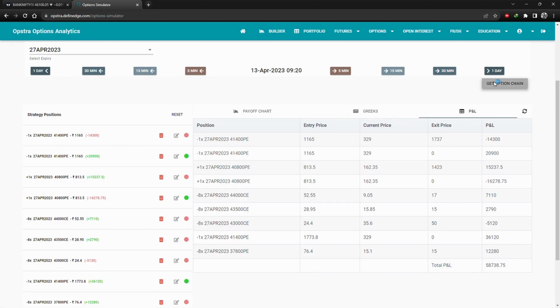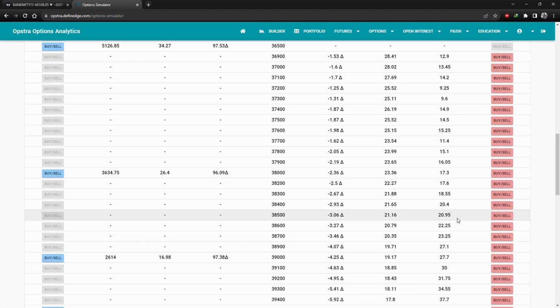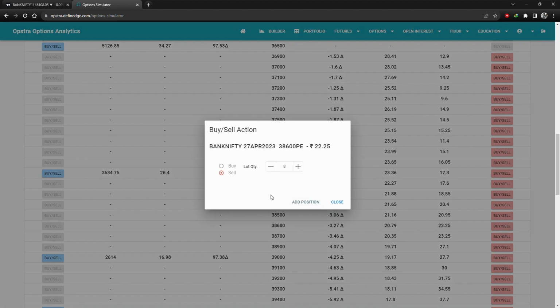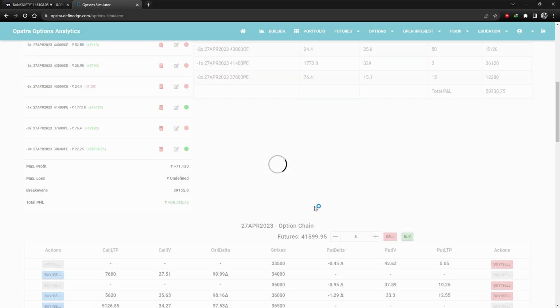And we are currently making 58,738 rupees. I'm not taking a lot of risk in this position. I'm only selling 22 rupees premiums. So even if the market goes down and the premiums rise, I'm going to square off my positions around 44 rupees only, taking a minimum loss.